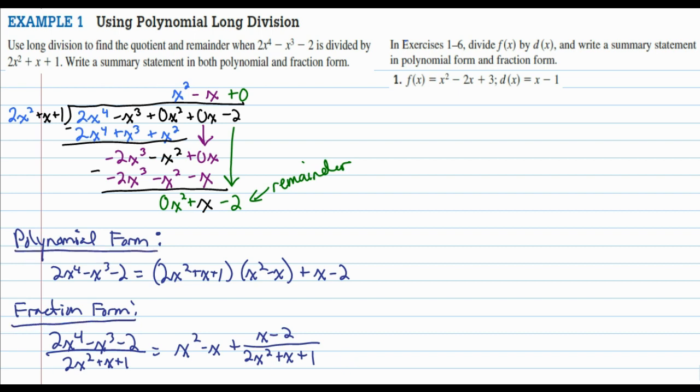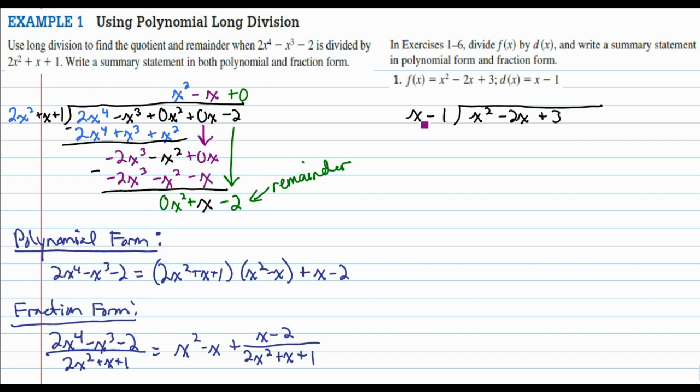The now try problem is example 1. When I set up the long division problem, I'm going to put inside the divisor x squared minus 2x plus 3, and on the outside is going to be x minus 1. Now I know the directions do not say you have to use long division, but because we are practicing long division, I am going to do example 1 with long division.